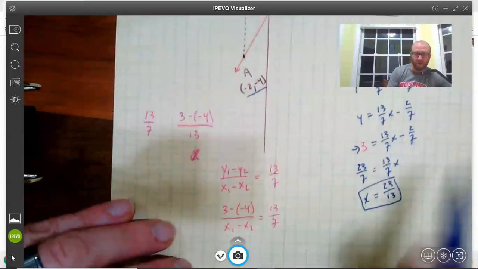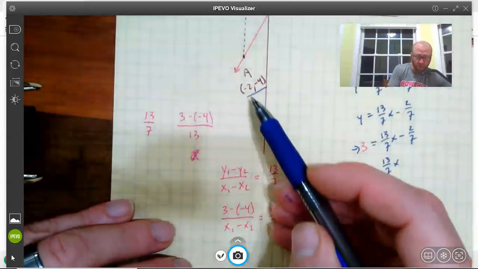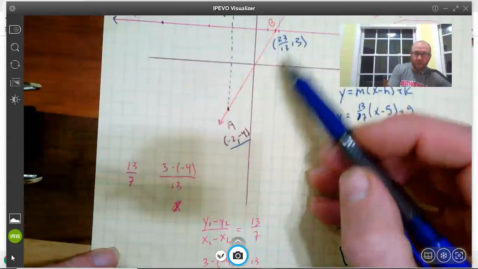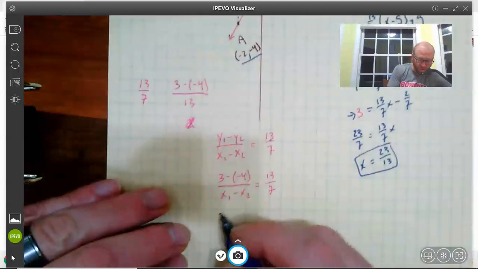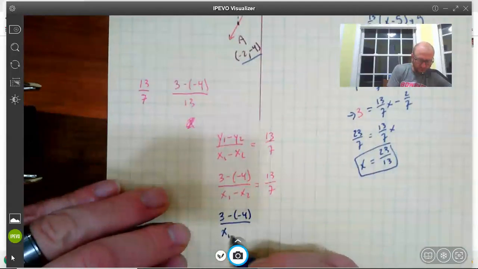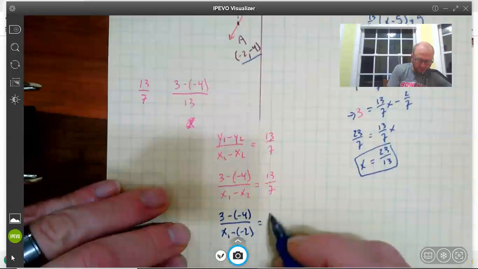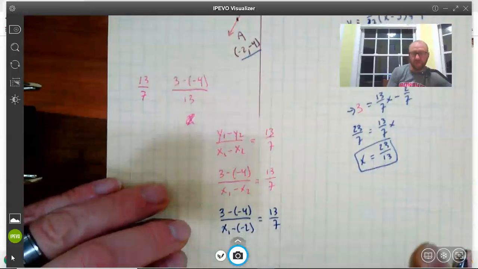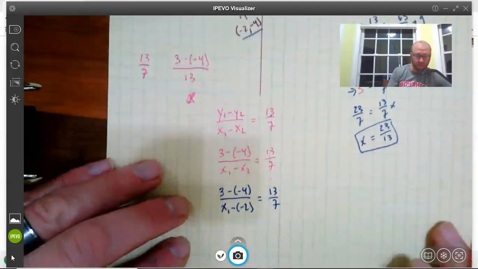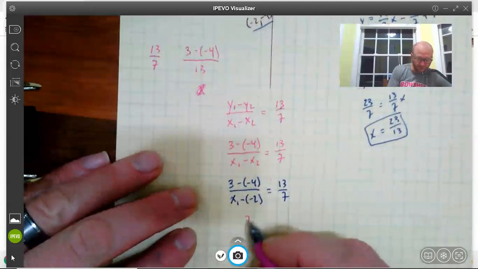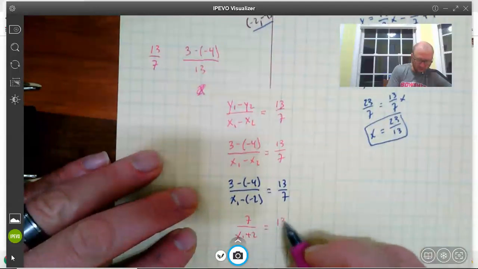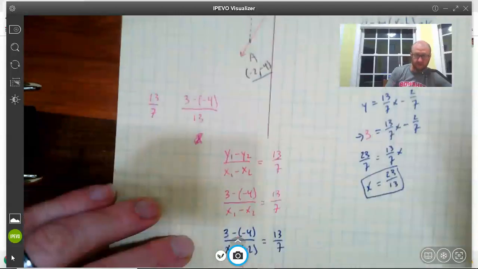And I do know one of my x-coordinates. One of my x-coordinates is -2. And I want to make sure I keep them lined up correctly. So since I went 3 minus -4, I need to go unknown x minus -2. So I have 3 minus -4 over x sub 1 minus -2, and all that should equal 13/7. So let's do a little simplifying here. 3 minus -4 is 7, and this should be x sub 1 plus 2 equals 13/7.